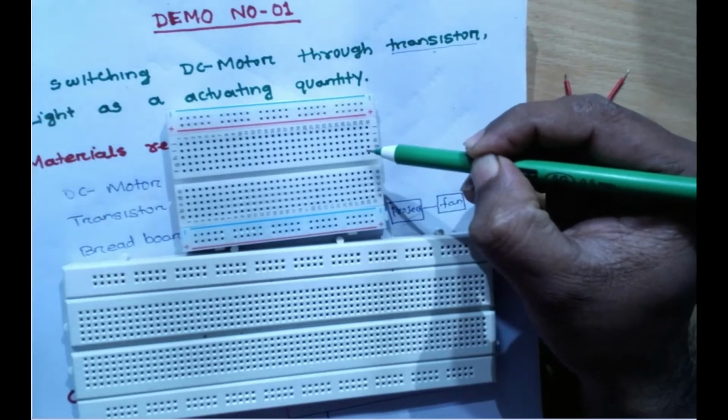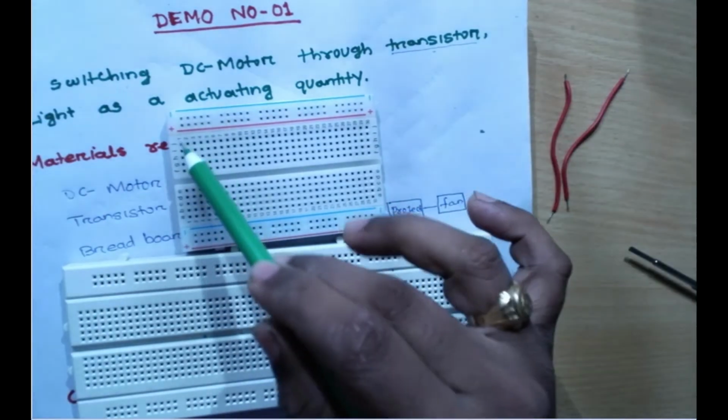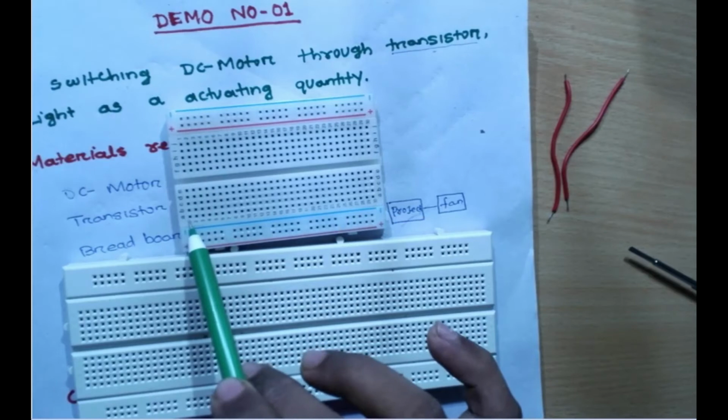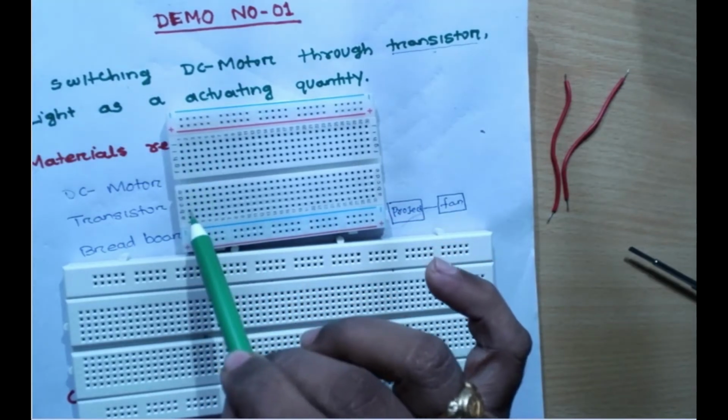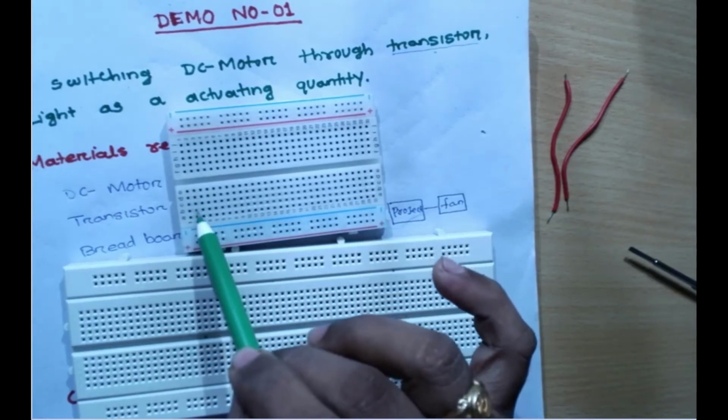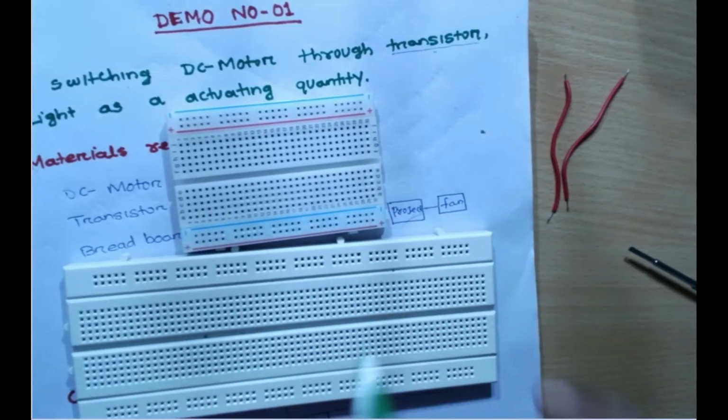They are vertically internally connected. Only these 5 points, not this 5. This 5 is internally connected. Likewise, this 5 is internally connected, and this 5 is internally connected. Yes, internally connected. This is called a breadboard.